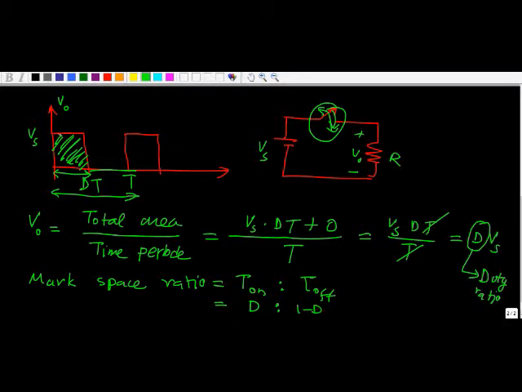Now, as you can see, this is not a perfect DC, because this voltage waveform has a lot of ripple. We don't want it. So how can we filter out these ripples? We can add a filter, right? So let's see what happens if we add a filter in this circuit.